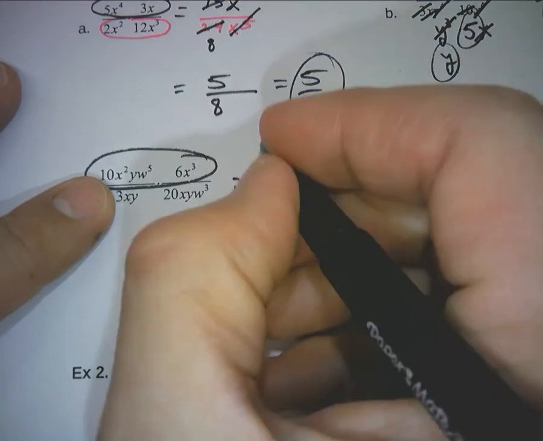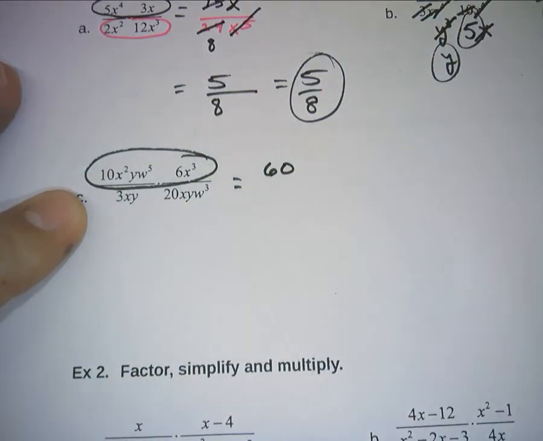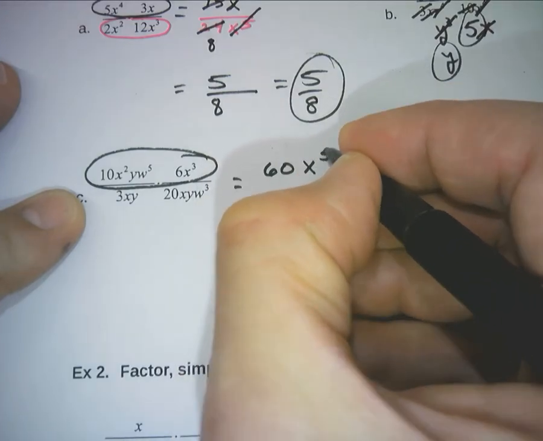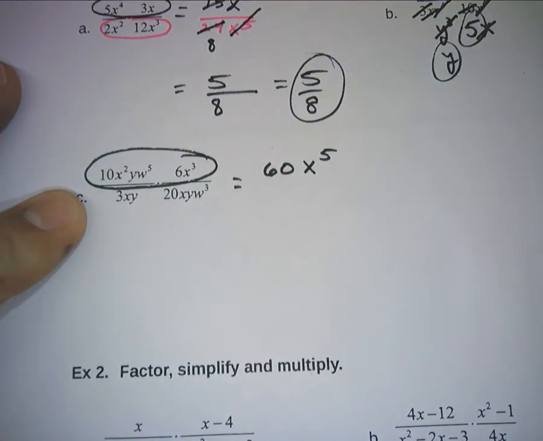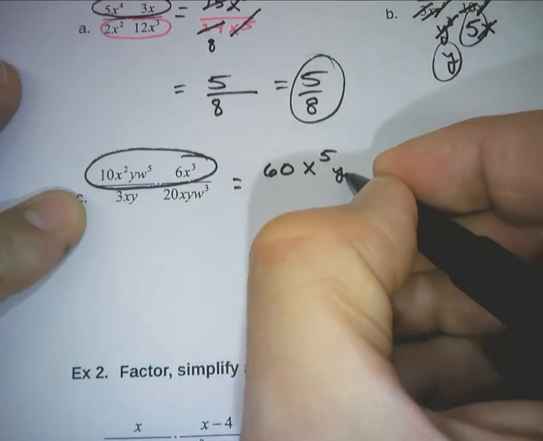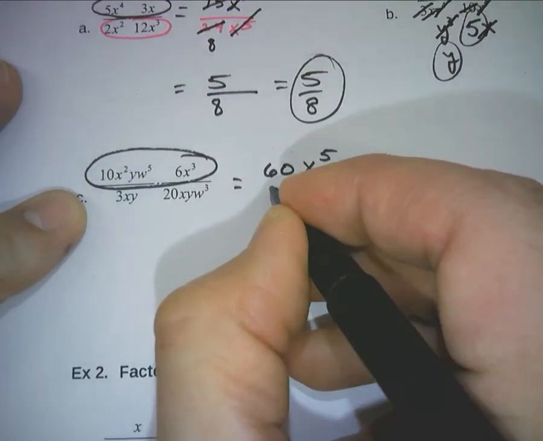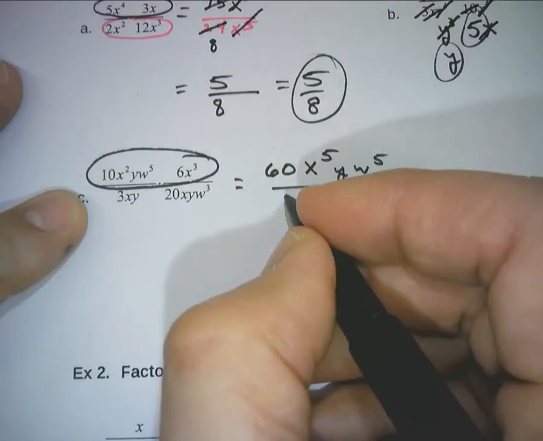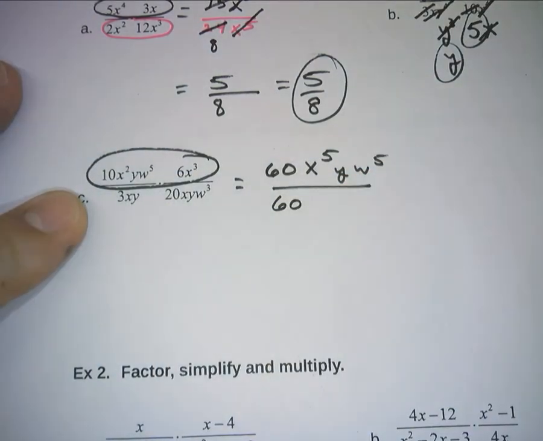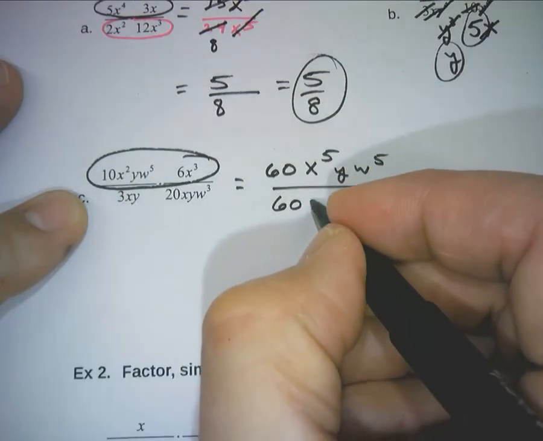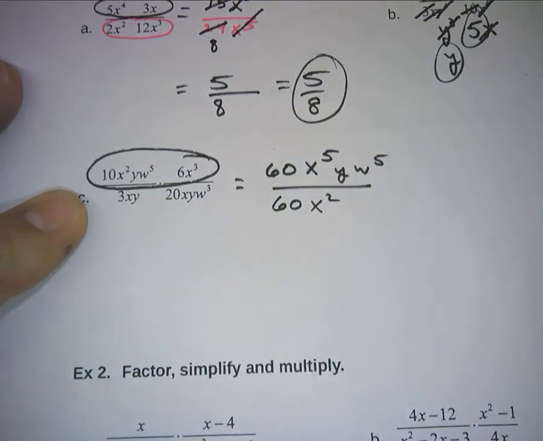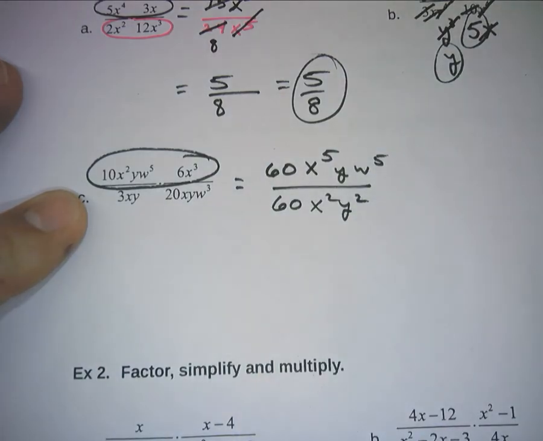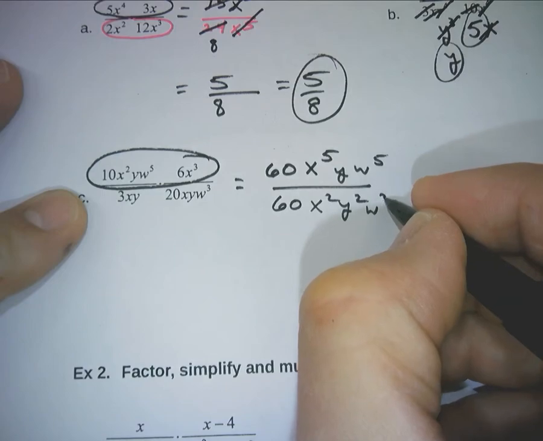I've got 10 times 6, that's 60. I have x squared times x cubed, that's x to the 5th using addition of exponents. I've got a y and a w to the 5th. All right, so I got 3 times 20 is 60. x times x is x squared. y times y is y squared. And then I have a w to the 3rd left.